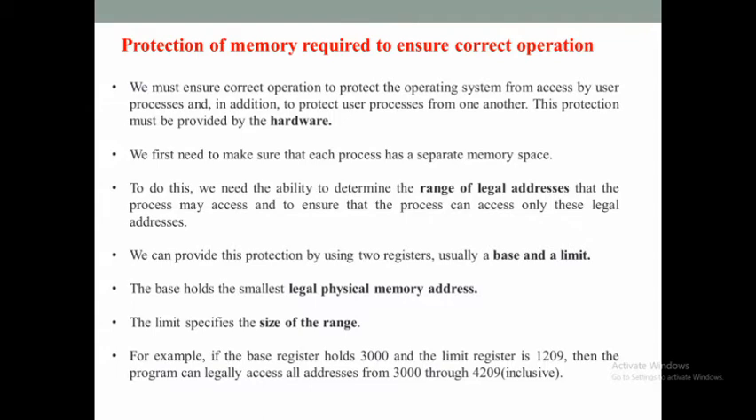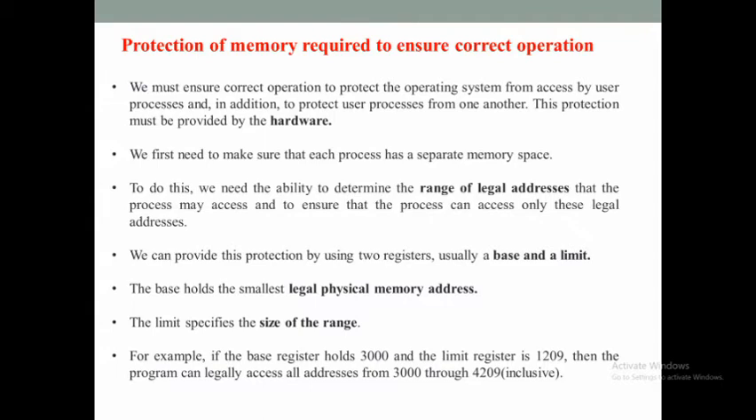Now this base register contains the smallest legal physical memory address of the process. That means you can imagine it like the starting address of the process. For every process, its starting address is stored in the base register, and the size of the range of addresses for the process is stored in the limit register.